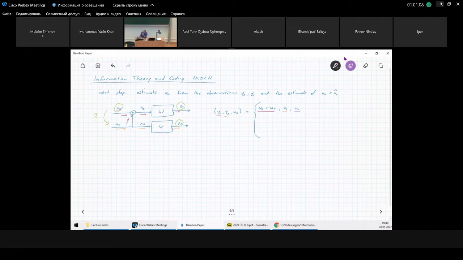Let's have a question from the chat. If the plus is a modulo 2 sum, yes, the plus is a modulo 2 sum. Only thinking in binary space here.